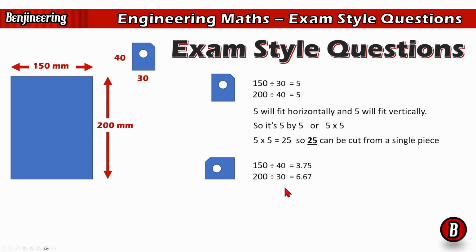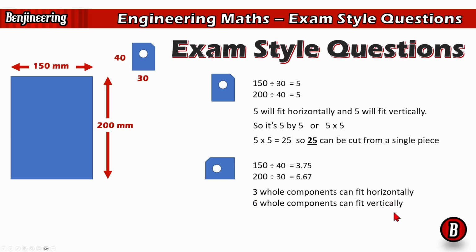Same with the vertical. How many of these 30s, so this edge here is 30, will fit into that 200mm edge along there? So 200 divided by 30 equals 6.67. So 6 will fit and some waste as well at the end. So what this says is I can fit 3 horizontally and 6 vertically, and I can see here there is some waste. So we have 3 by 6, or 3 multiplied by 6, which gives us 18.